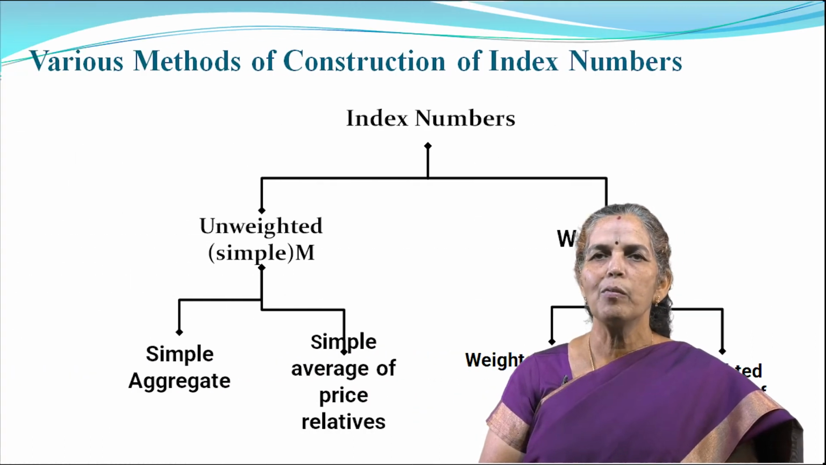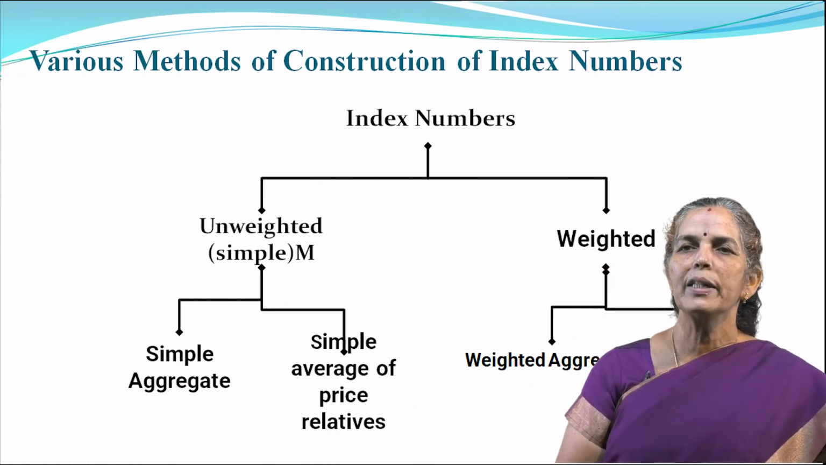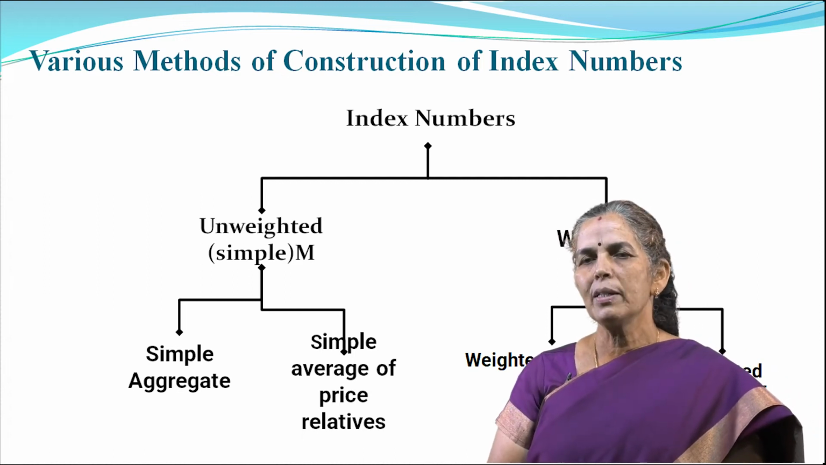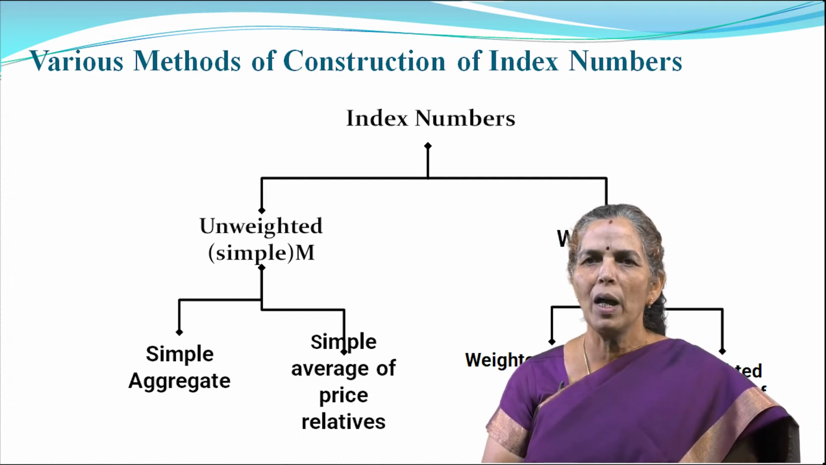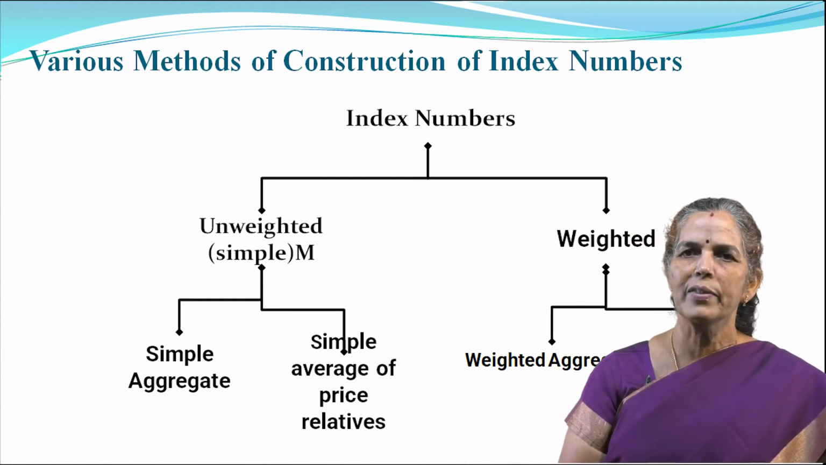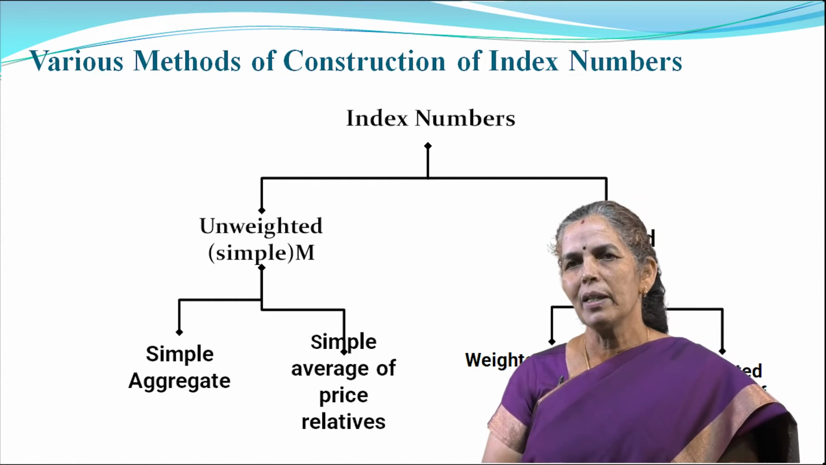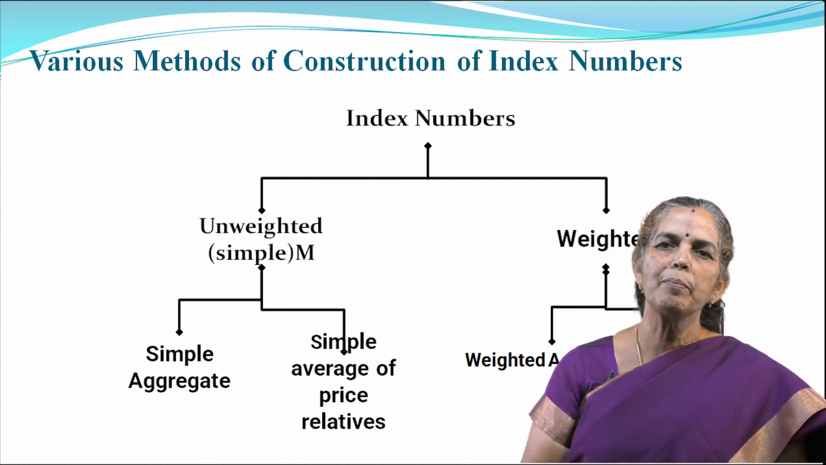Next, we will see what are the methods available for calculating or constructing index numbers. Index number methods are majorly divided into two parts. One is the unweighted method, or we can say the simple method, and another one is the weighted method. Once again, each topic is subdivided.